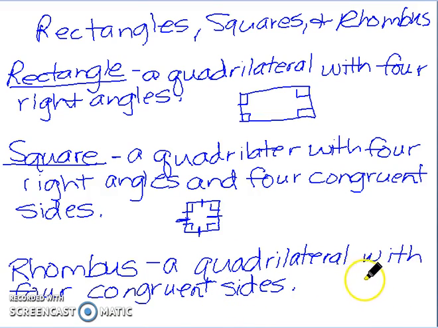So a lot of you have described a rhombus to me before, and you told me it's a square that's kind of been pushed over. So here's our rhombus. I don't have the right angle symbols in there because it's not a right figure. I just have the condition that it has the 4 congruent sides. So really and truly, the square in the middle is a composition of both the rectangle and the rhombus.